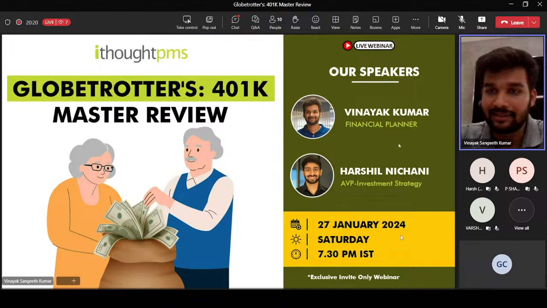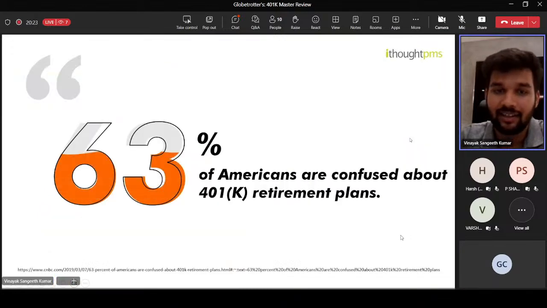So let's start with some facts. 63% of Americans are confused about the 401k retirement plans. In short, a lot of people sign up for the employer-sponsored program and contribute to it, but still they are very uncertain about the potential of this retirement account that we can have. So we'll start with the basics and go step by step.